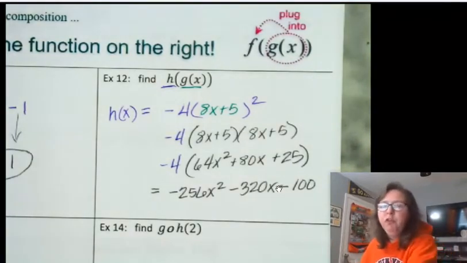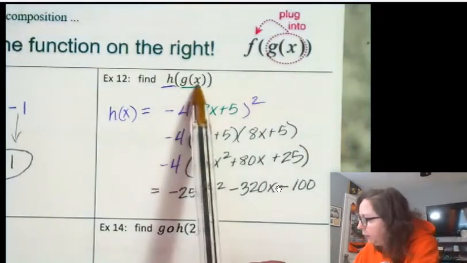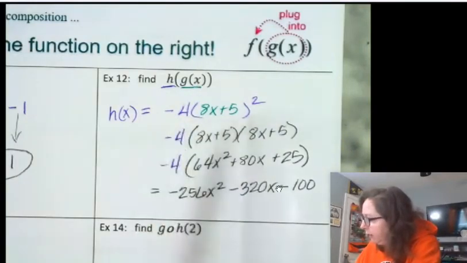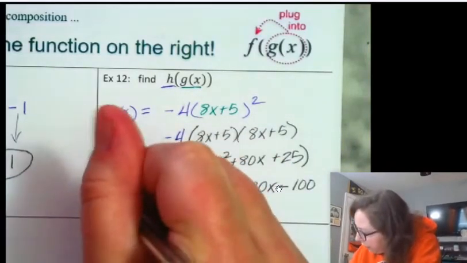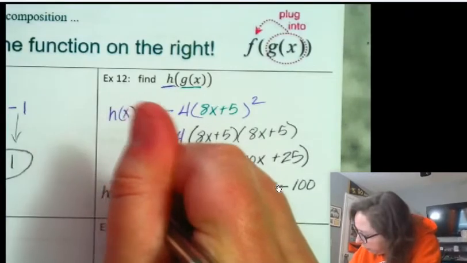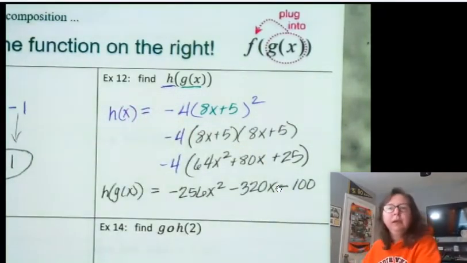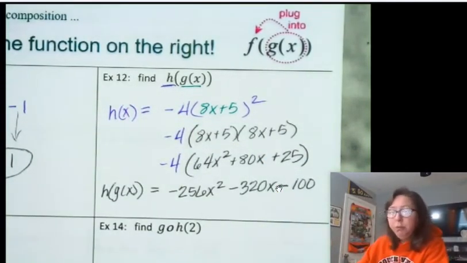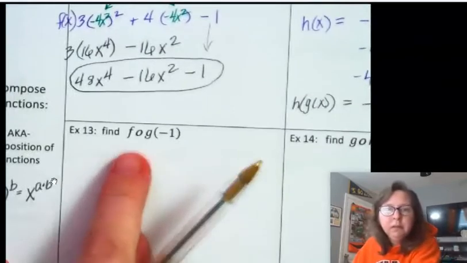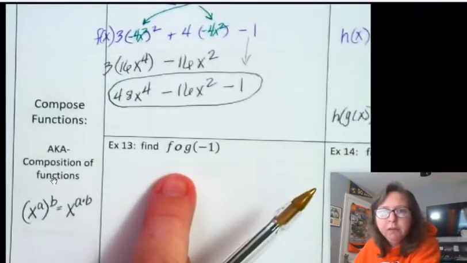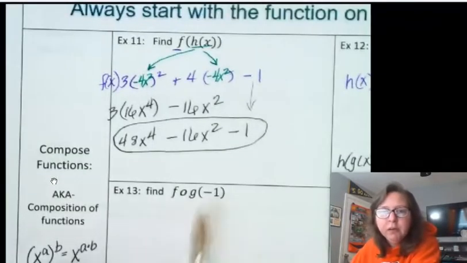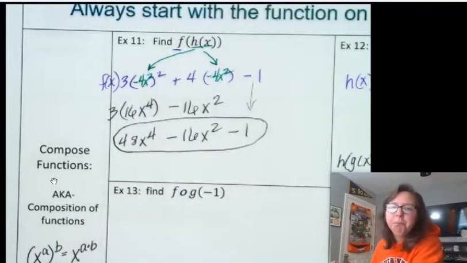Okay, when I put the g of x, which was a binomial, inside the h of x. So h of g of x. Okay. Awesome job, guys. I know this can get a little tedious. Let's look at, this is our other way of writing this function notation. So just kind of take a look at what's happening, okay?